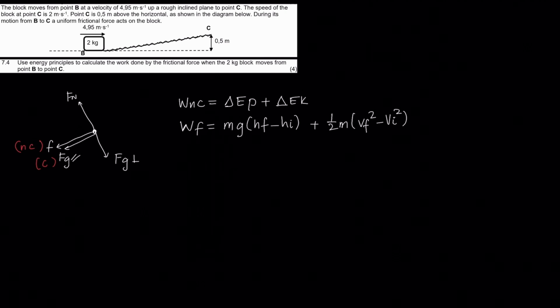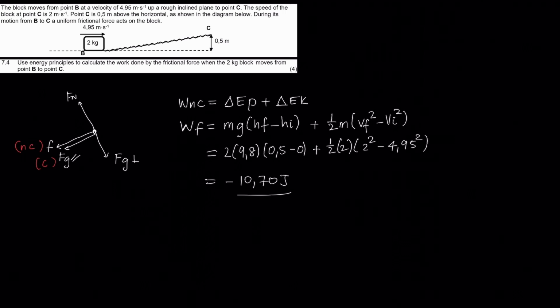So the work done by friction is mg, open bracket, the final height minus the initial height, close bracket, plus half m, open bracket, the final velocity squared minus the initial velocity squared, close bracket. Now we just have to substitute. We know the mass, we know gravity, we know the final height, we know the initial height. We know the final velocity at the top, we know the initial velocity at the bottom. And when we solve, you get negative 10.70 joules. That's it.